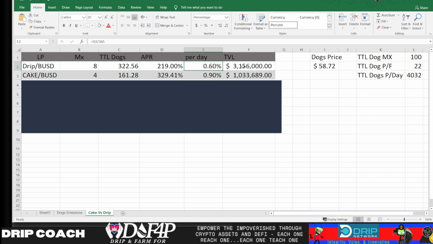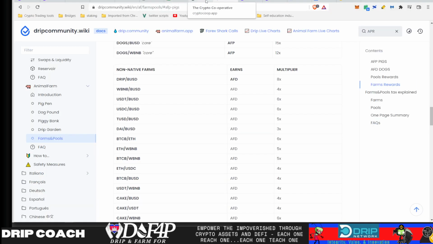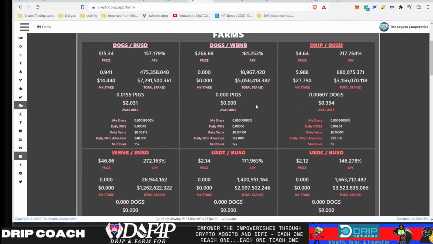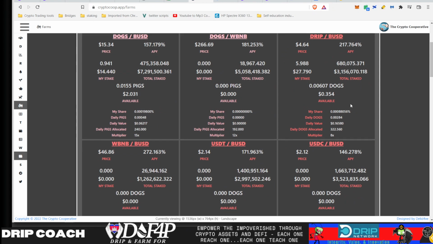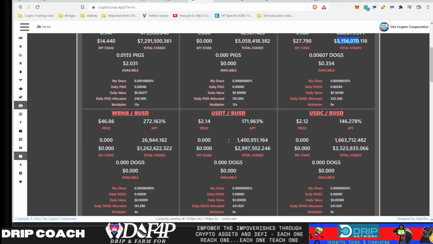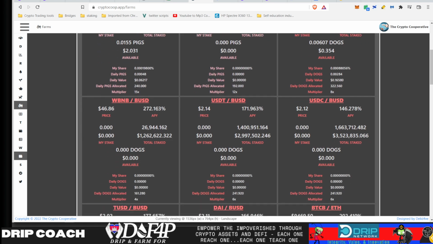So however much capital you add, you will get that percentage of the farm. And again, shouts out to whoever created this app because they show you exactly what percent you have. Like for me, this is my percent of the drip BUSD with the money that I've allocated, and they give us the total amount that's in that farm. So I was able to get the percentages and the total amount staked.